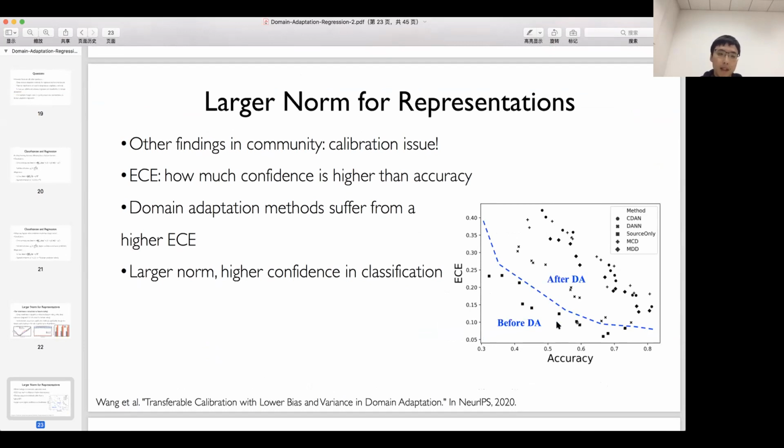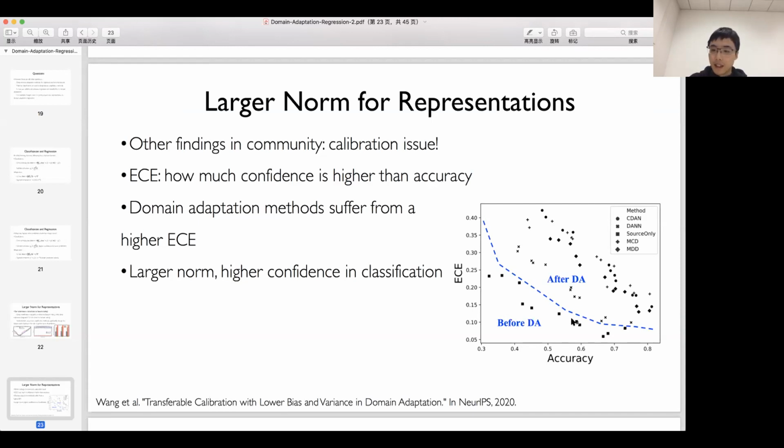In this paper, the authors use ECE to measure how much confidence is higher than accuracy. We all know that in a classification algorithm, we always output a value. If we have a very large value, for example, very near to 1, it means that we are very sure that the sample can be classified to this class. So if we have very high confidence, but the accuracy is not equally large, it means that we meet a calibration issue.